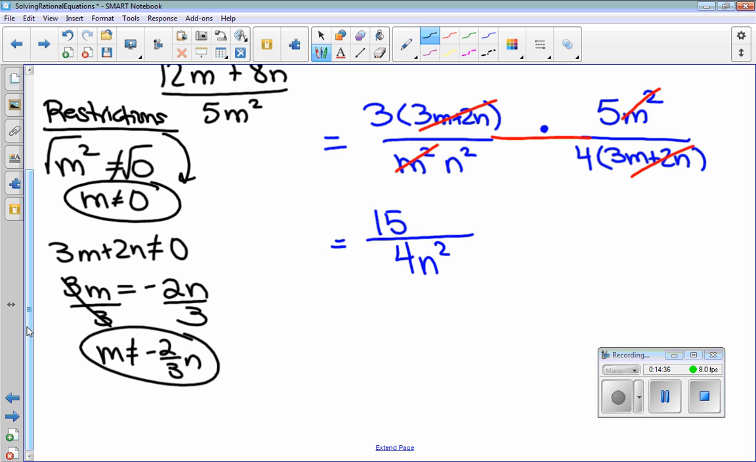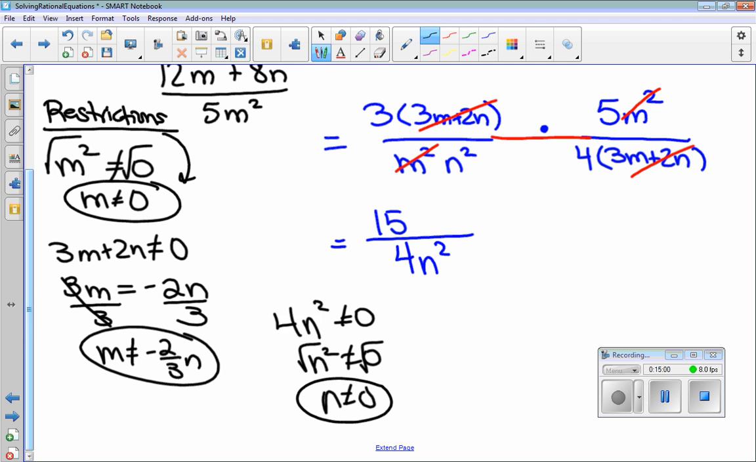Now, there's still another restriction. Those 2 are the only restrictions for where the factor is canceled. What else do I need to look at? Where the denominator equals 0, right? So where 4n squared can't equal 0. If I divide by 4, 0 divided by 4 is still 0. Square root, n can't be 0. So all of these written in black are the domain restrictions.